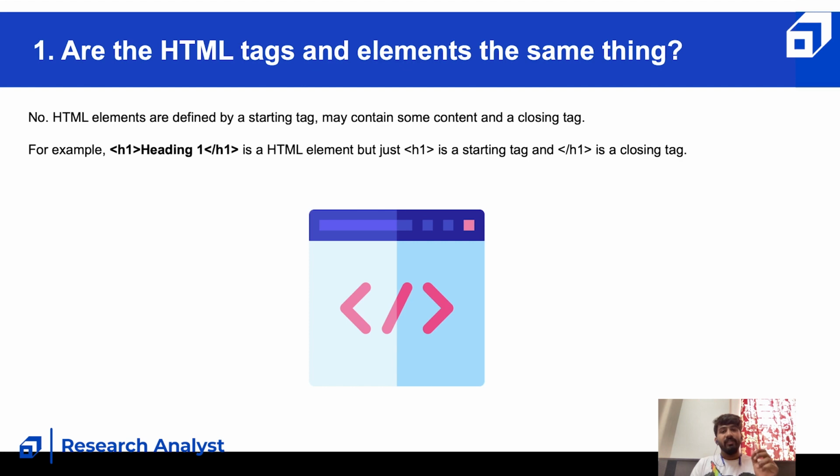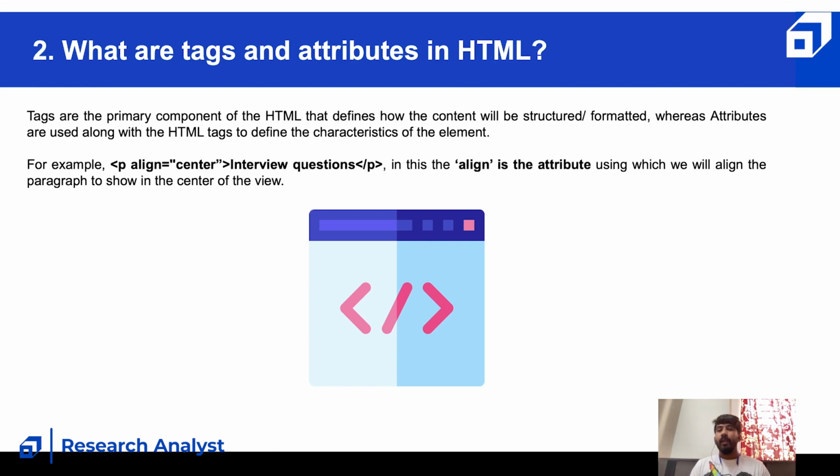But when you're just talking about tags, just h1 is a tag. /h1 is also a tag, but one is a starting tag, one is the ending tag. An element is a complete line using these tags, and HTML starting and closing tags are basically individual tags. Okay. The next question, what are tags and attributes in HTML?